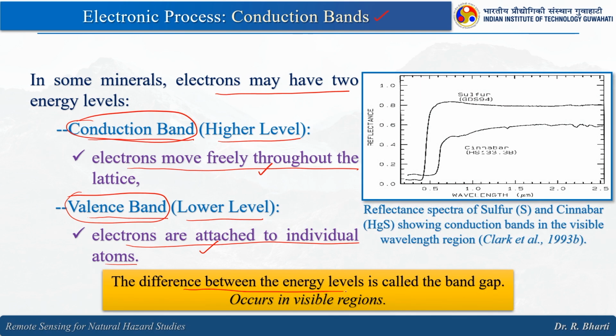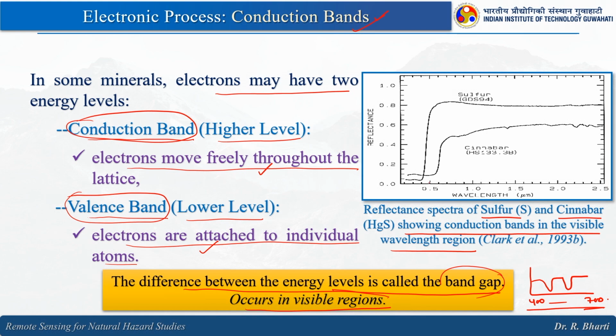The difference between the energy levels is called the band gap, which occurs in the visible region. So, if you see any absorption feature in the 400 to 700 nanometer range, these are very characteristic and very clear, so we call it the band gap. So, we can find these conduction bands in 400 to 700 nanometer. This is one example. Here we have sulfur and cinnabar showing the band gap in the visible wavelength region. So, here these two are in the visible region, right.